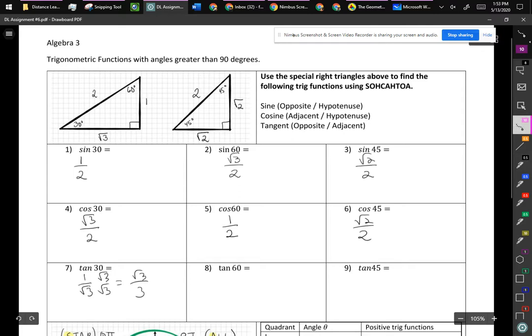Tangent of 60, here's opposite, here's adjacent. So this one's just root 3 over 1, so you could just say it's root 3. And then tangent of 45, it's nice because either from here or here, opposite is root 2, adjacent is root 2. Well, it's the same thing over itself, so that's just 1.